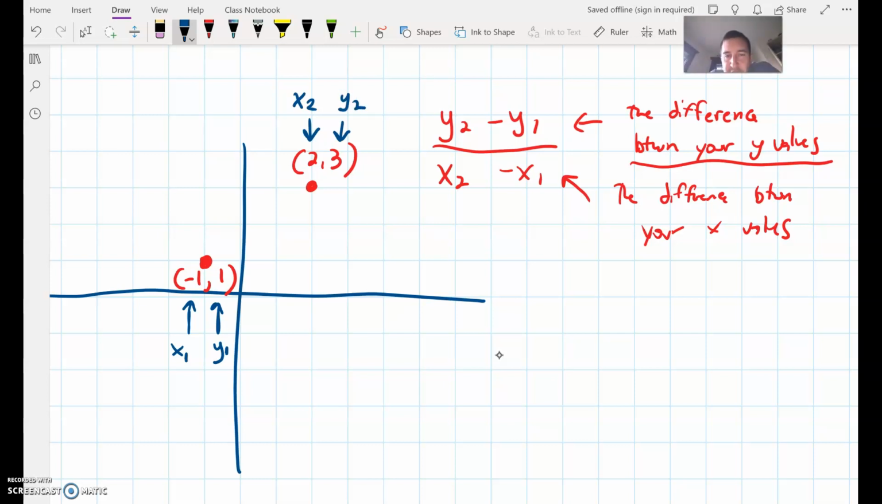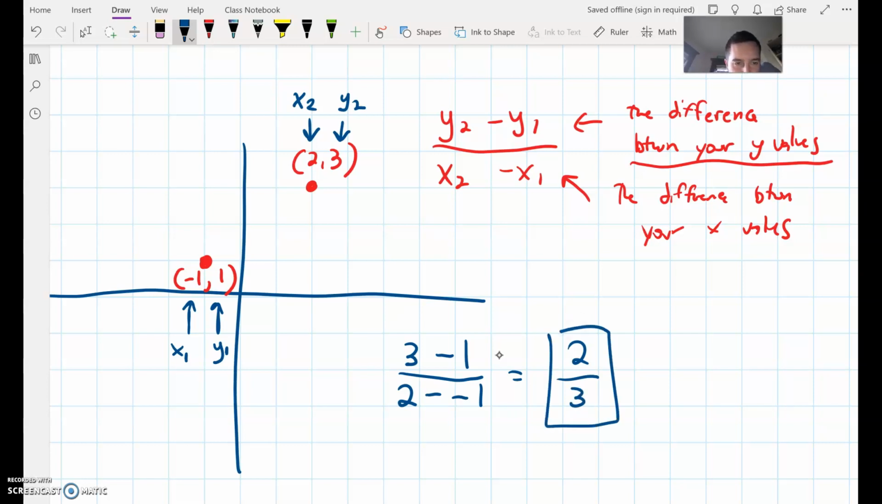So what are the difference between my y values? What is y2 minus y1? Well, that's just going to be 3 minus 1, which is 2, divided by, now let's do the same thing with our x values. Let's subtract those. 2 minus a negative 1. That's going to be a little trickier. 2 minus a negative 1. That's 2 plus 1, which is actually 3. So the slope is 2/3.